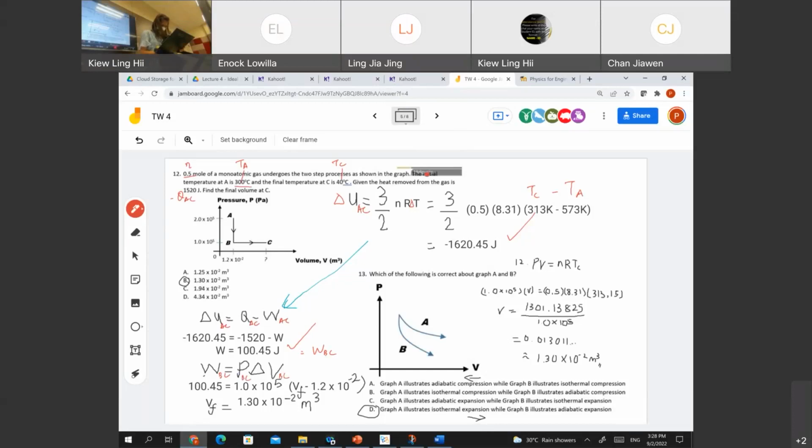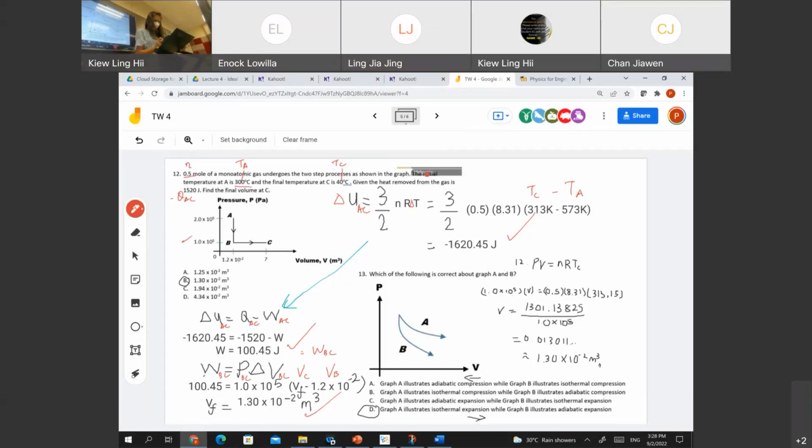So work done, pressure given as 1.0 times 10 to the power of 5. Volume, final minus initial. So final will be VC, initial will be VB. So V_C is what you need to find at point C. So 1.3 times 10 to the power of negative 2.